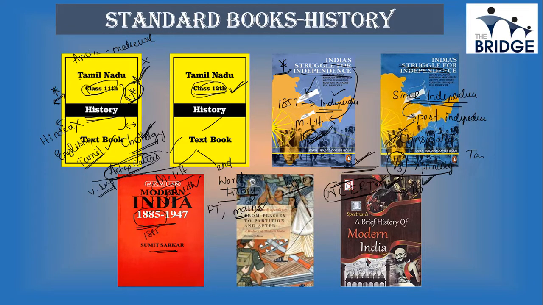1885, the year that marks the establishment of INC, the Indian National Congress, right? From that period till independence, 1947. This is a prominent period where the independence struggle went to its peak, right? This period has been discussed here.